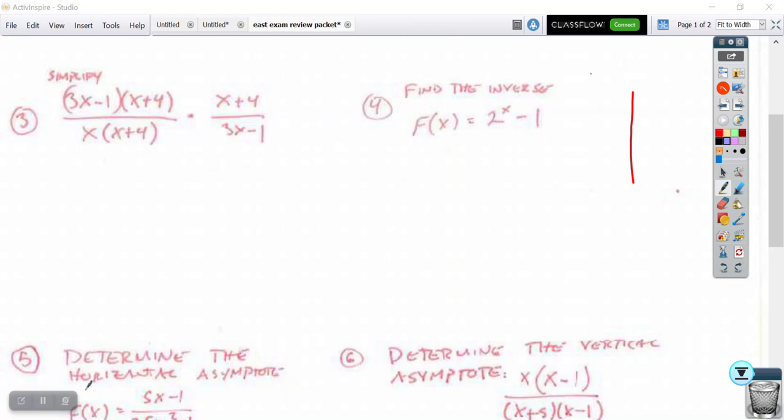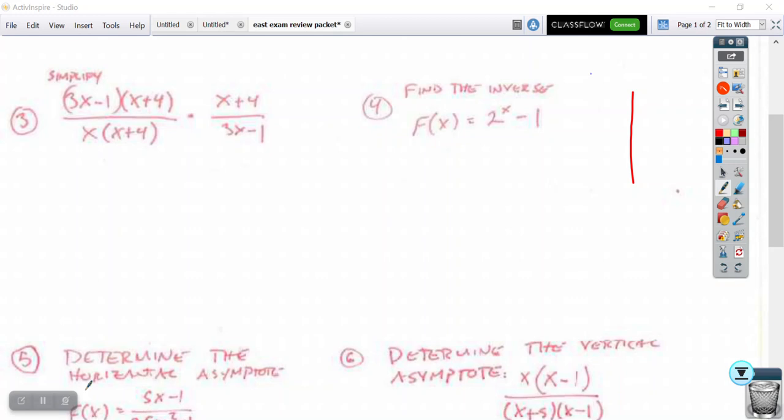All right, so we're going to take a look at number 3 and 4 on the Denver East Algebra 2 final exam review packet. All right, so we're simplifying two polynomial fractions. And luckily for us, we already have everything in factored form, which actually makes this really, really easy.